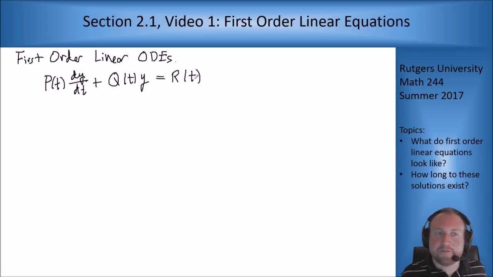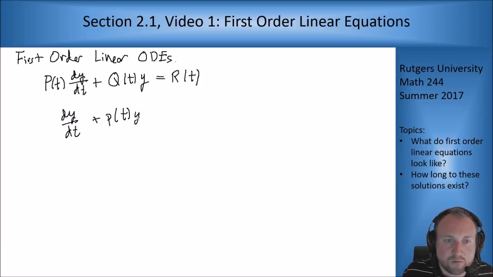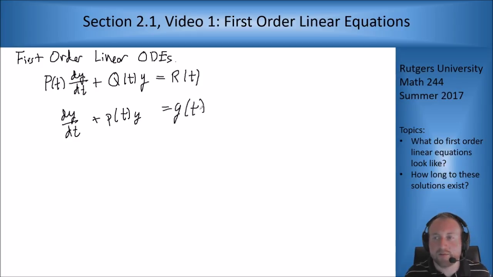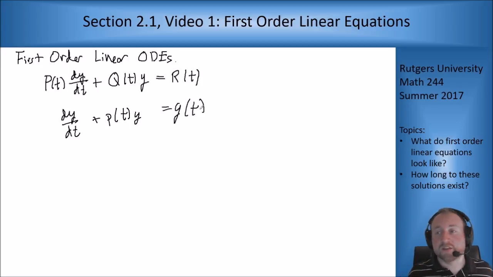If the function p of t is not 0, we can divide through by p of t and get a slightly different form: dy dt plus little p of t y equals g of t. That just came through by dividing by capital P. And between these two are the forms that we'll use to talk about first order linear ODEs. They can always be written in this form, and generally will also just show up in this form because there's nothing really more complicated you can do with them.